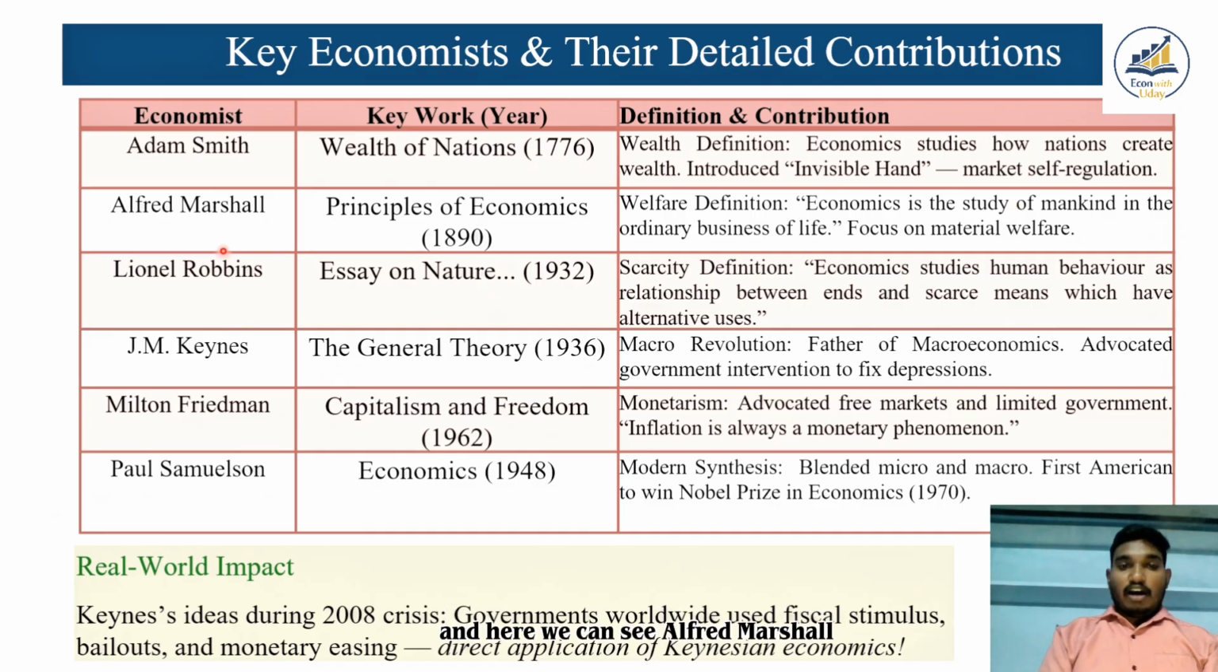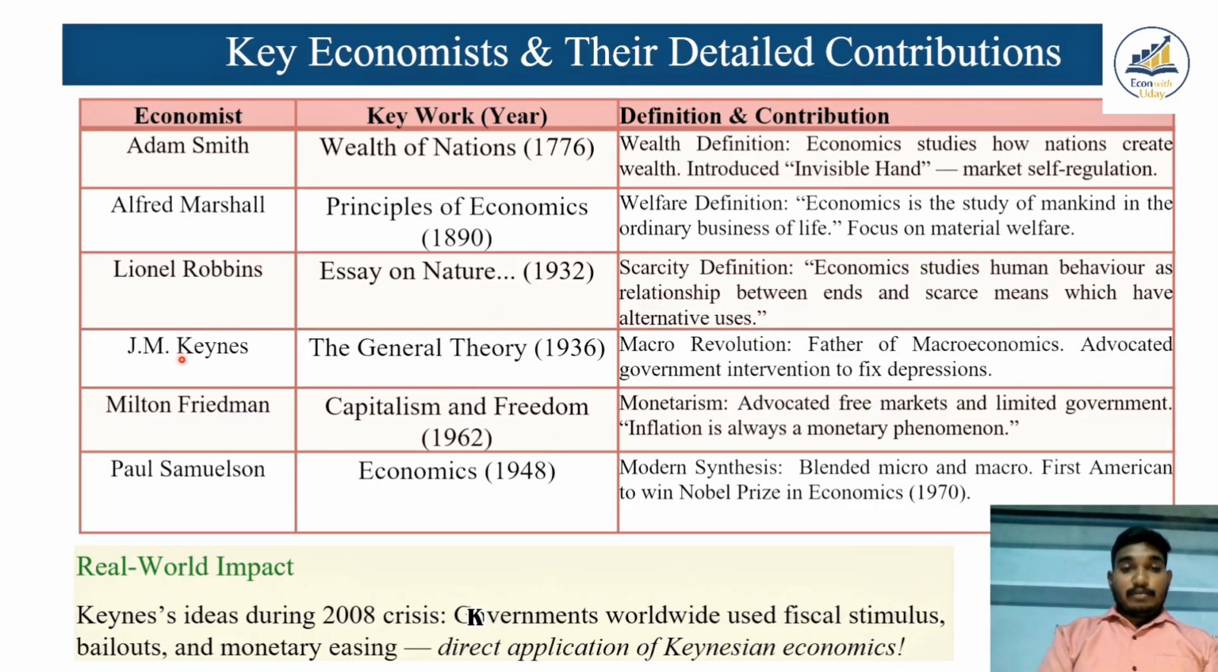And here you can see Alfred Marshall. His famous book was Principles of Economics. In that he derived the welfare definition. He says that economics is the study of mankind in the ordinary business of life, focusing on material welfare. And here you can see Lionel Robbins, Essay on the Nature, and he gave the definition of scarcity. He says that economics studies human behavior as a relationship between ends and scarce means which have alternative uses.